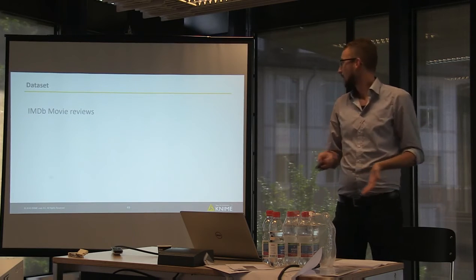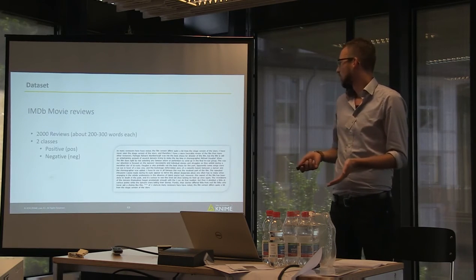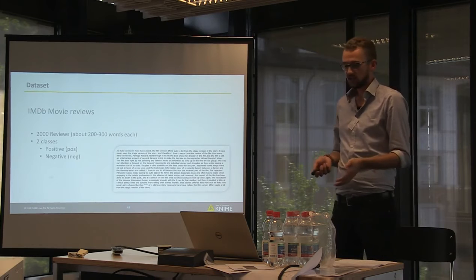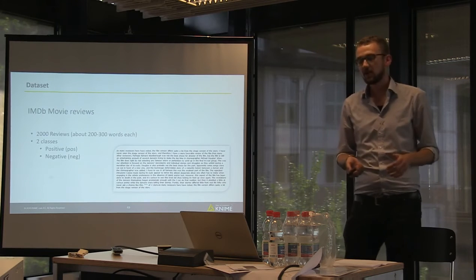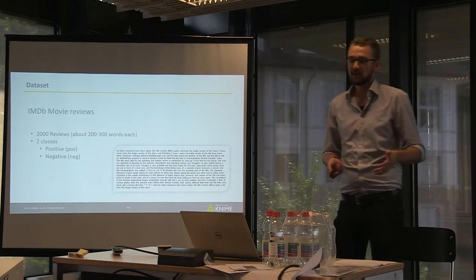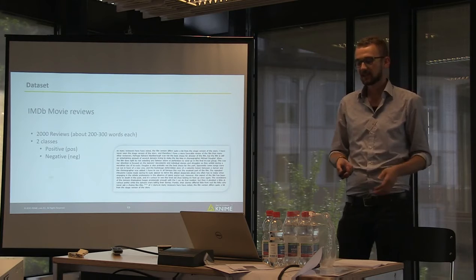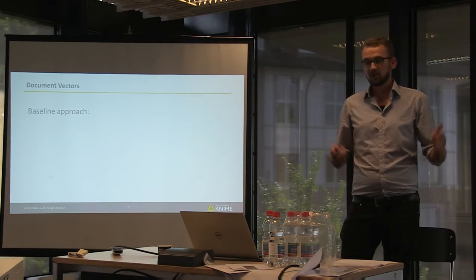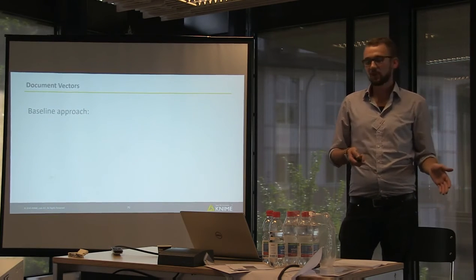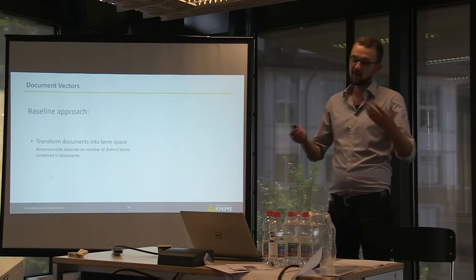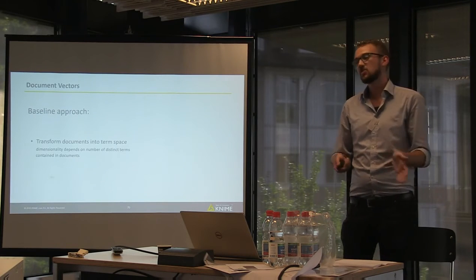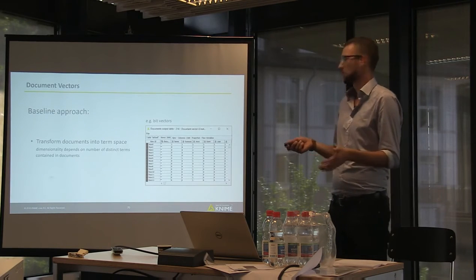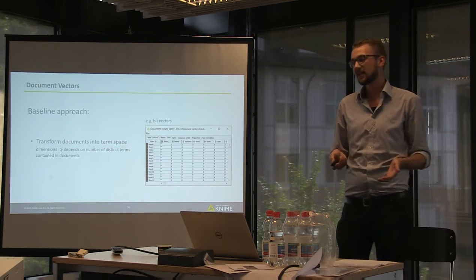As a data set, we have 2,000 reviews, each with about 200 to 300 words, and we have two classes, positive and negative reviews. The baseline approach to create the vector representation would be, for example, to transform the documents into term space, which would look like this, so maybe to create bit vectors.